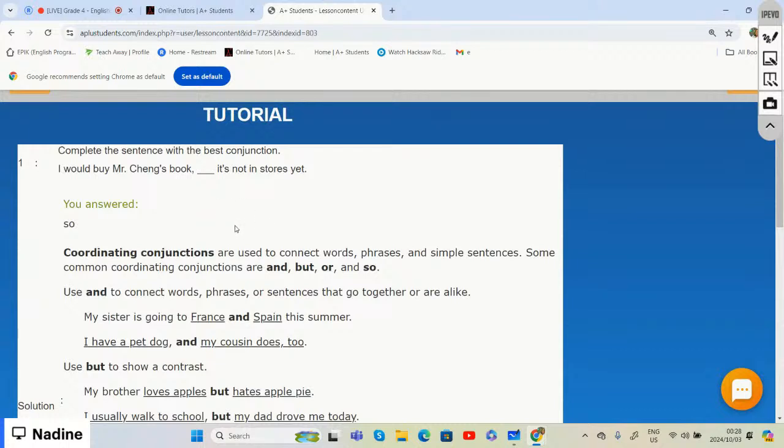All right. When we say we use, we're going to add the coordinating conjunction to complete the sentence. So we're going to add, that is using a coordinating conjunction. And remember, we said coordinating conjunctions are words like and, but, or, so. Those are the four most common coordinating conjunctions.